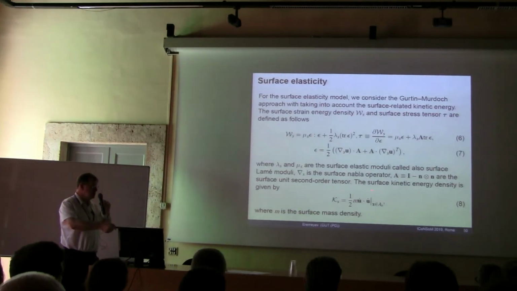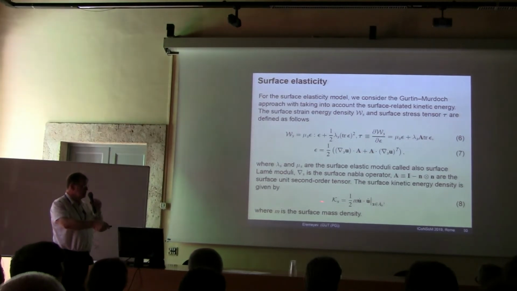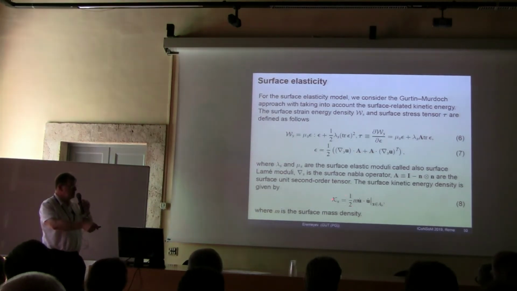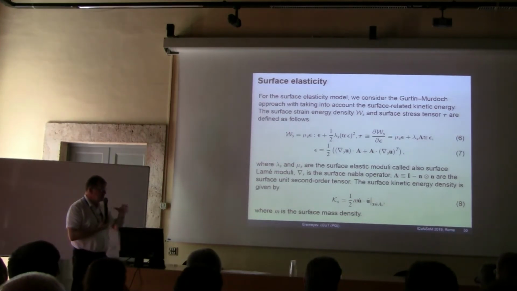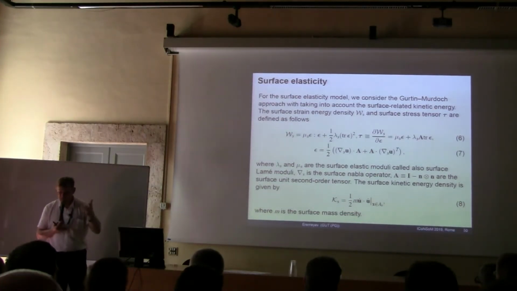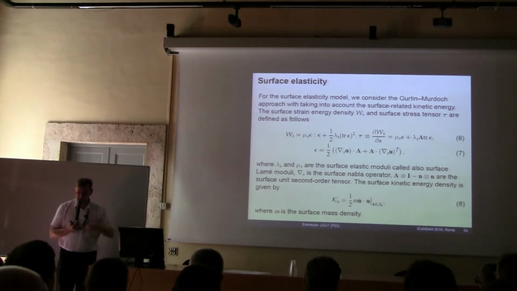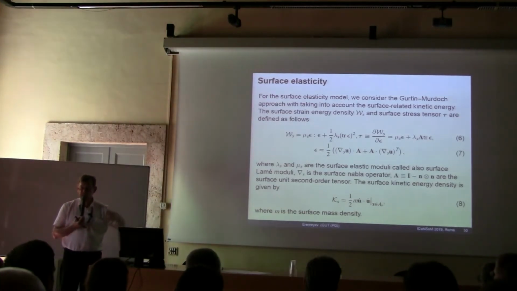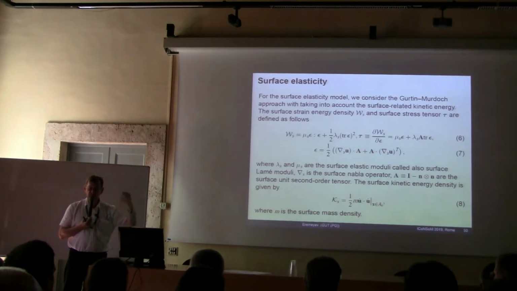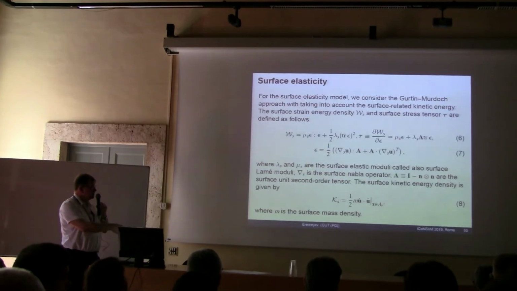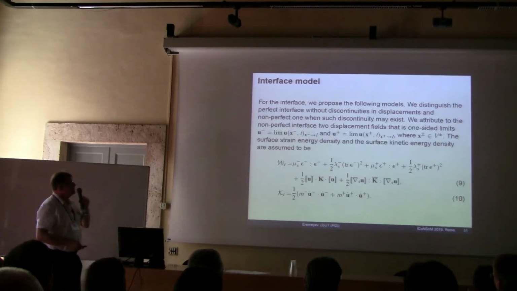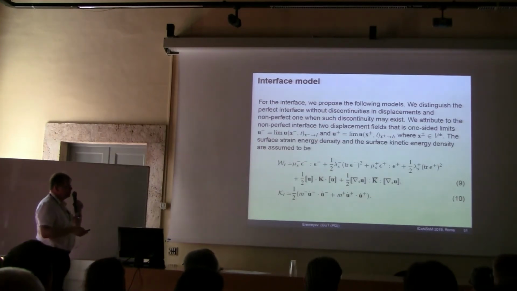What is crucial here is that for the Gurtin-Murdoch model we also have surface kinetic energy. M is the surface mass density. It typically comes from materials where you have glass, for example, with a deposited metal thin film. So the mass of this deposited metal is given, is present here. We can also consider the interface perfect and imperfect.